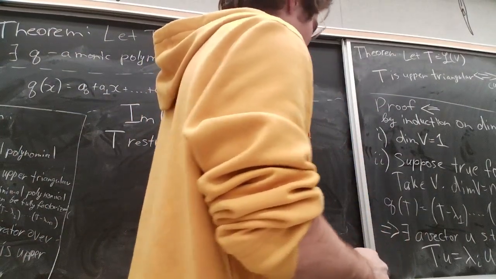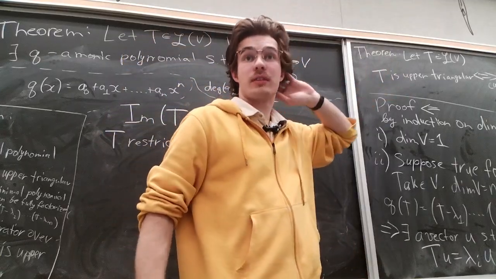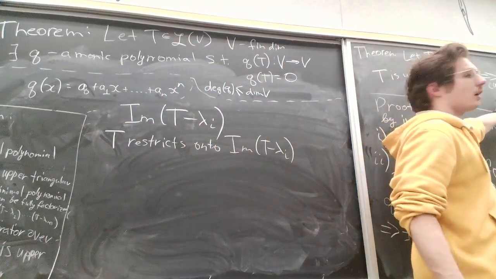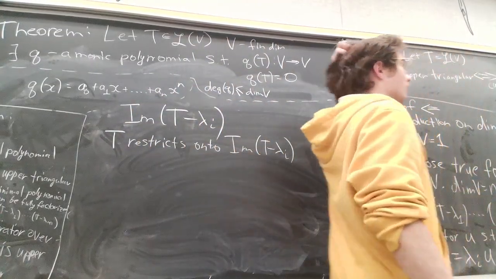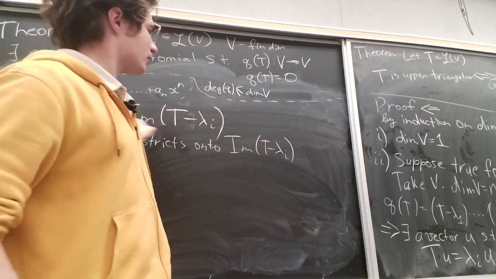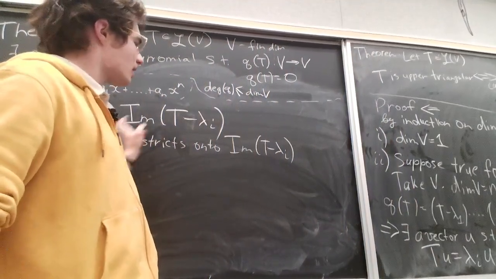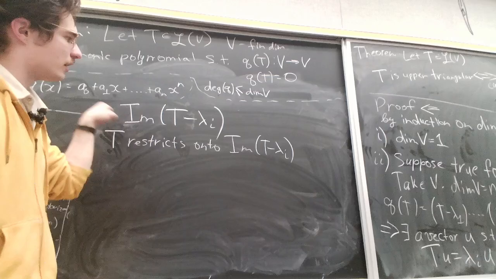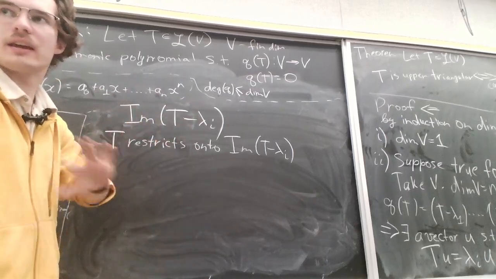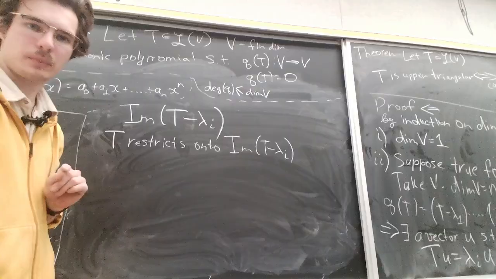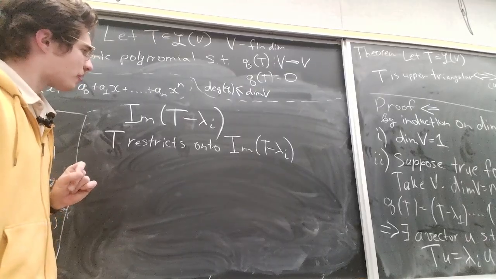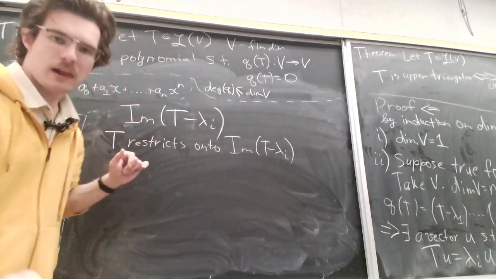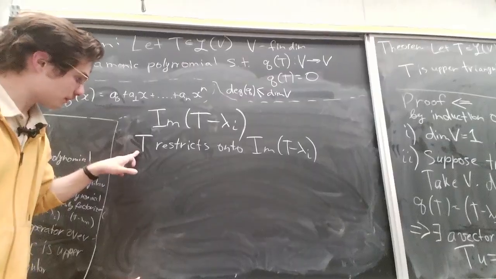Now, what is the next thing? Now, what we want to do is apply the induction hypothesis. I want to show that there exists some minimal polynomial of T on this subspace that sends this subspace to 0, and then get an upper triangular basis on this space, and then I'll be done. Okay? Good. So, how do I do this?